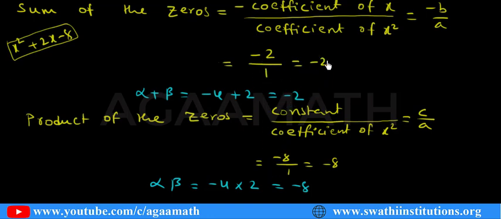Means with the coefficients we got the sum is minus 2, and when I add the zeros also it is minus 2. And when we verify the product of the zeros with the coefficients it is minus 8, even with the zeros also it is minus 8, so hence it was verified. So this is how we have to verify the relation between zeros and coefficients.